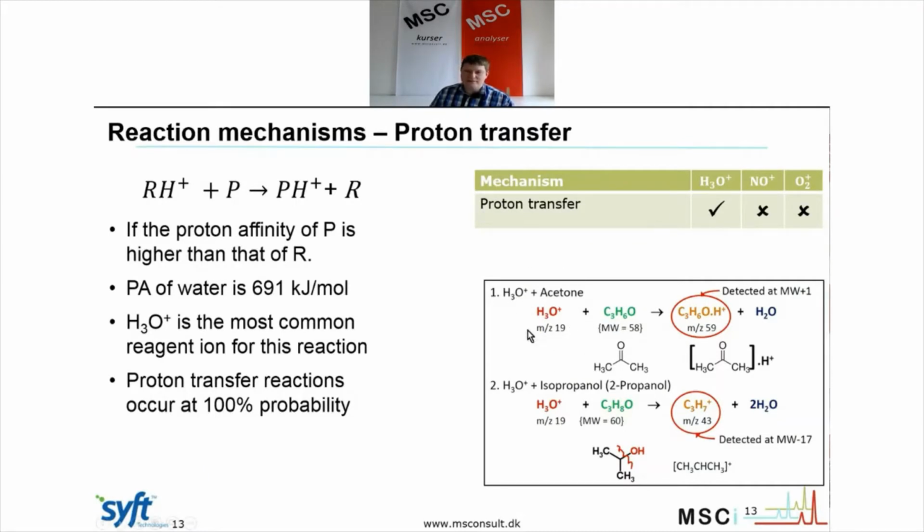You have protonated water and acetone, and then you protonate the acetone and find it at a mass over charge of 1 more because you have the extra hydrogen, and then you just have water as the excess. And since water is neutral, it won't go through the second quadrupole.